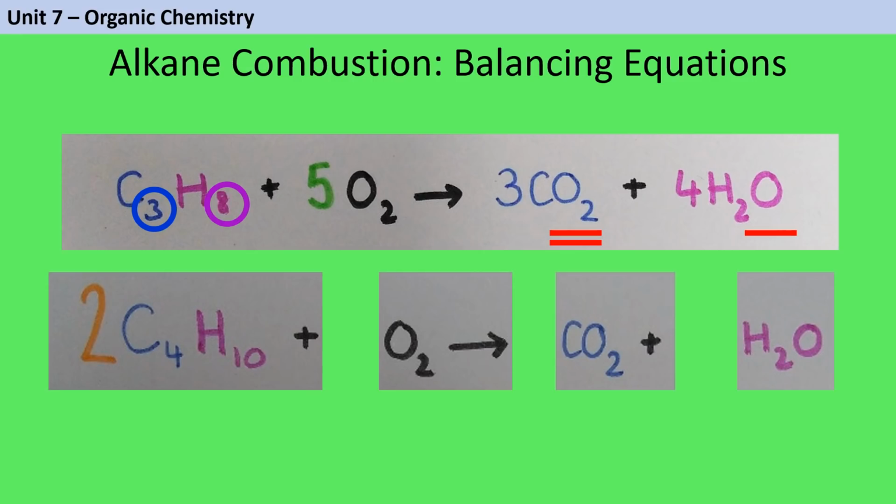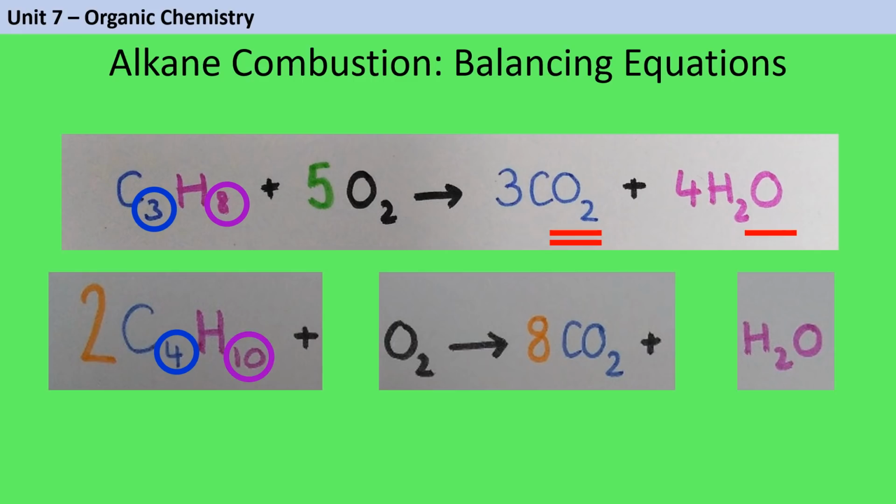And this is the same thing that I would do for any situation where the alkane has an even number of carbon atoms. So I'm going to look at my 4 carbon atoms there, but then I'm going to remember that I have 2 of these molecules. So in total, I now have 8 carbon atoms, and I'm going to make 8 carbon dioxide molecules.